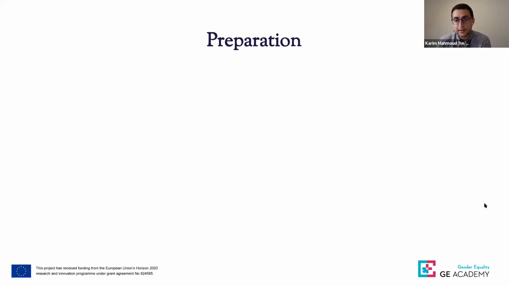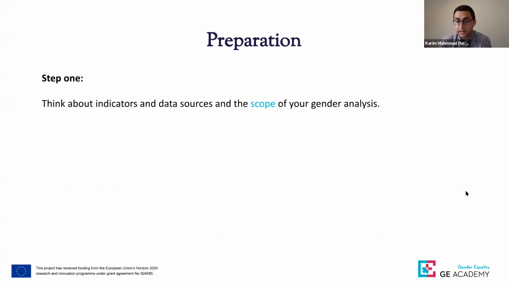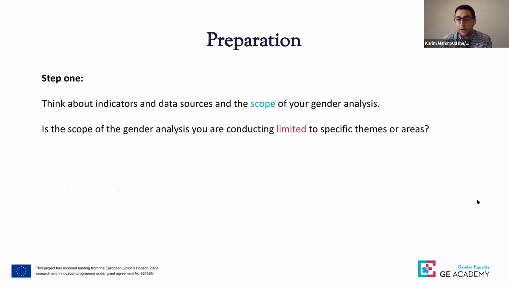So there are a few things that I would do when I think about undertaking a data exercise. The first is think about the indicators and the data sources and the scope of the gender analysis. And what I mean by scope is, are you limited in specific themes or areas that you're going to be doing? Ideally, you want to do a comprehensive, full analysis covering every single aspect, but that may not be realistic. So you might be focused solely on, for example, gender pay gap and career progression in the first instance as a pilot phase. And then later on, you might be doing more work in different areas.